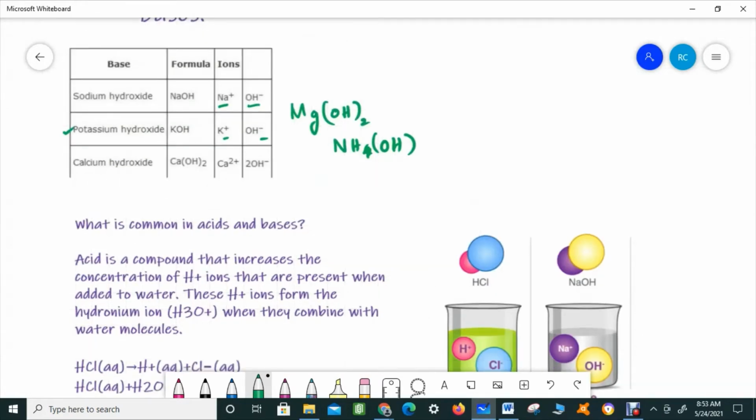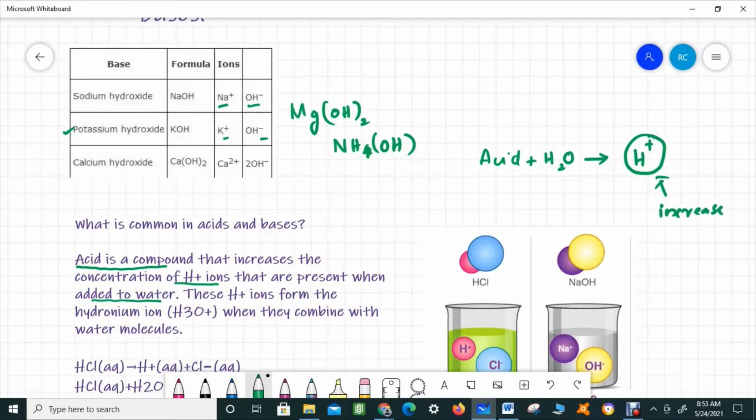According to Arrhenius theory, an acid is a compound that increases the concentration of H plus ions when dissolved in water. So when you add acid to water, acids will increase the concentration of H plus ions. H plus ion concentration will increase. So that is the definition of acids given by Arrhenius. And these H plus ions will combine with H2O and form hydronium ions.